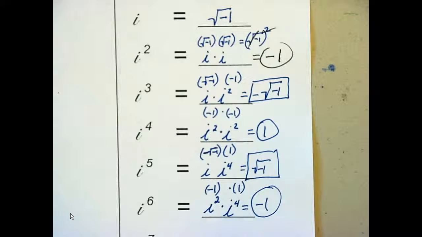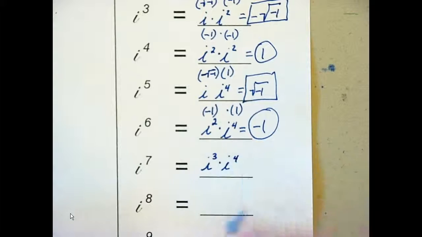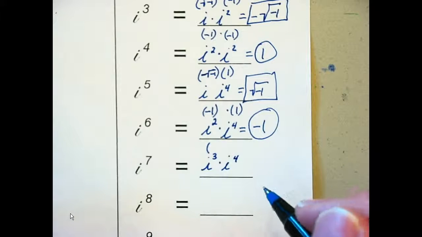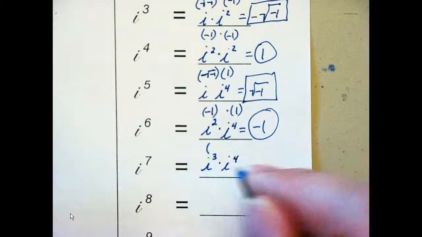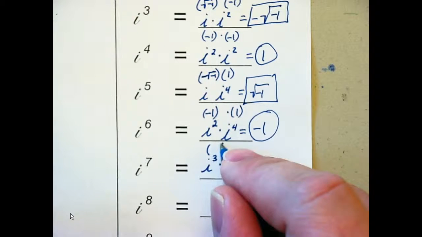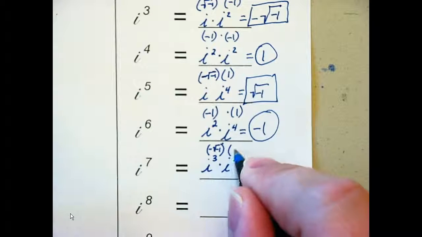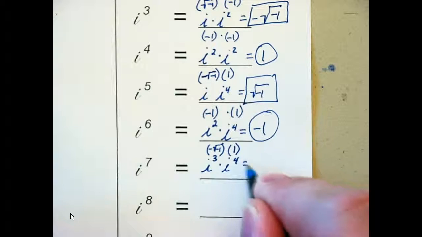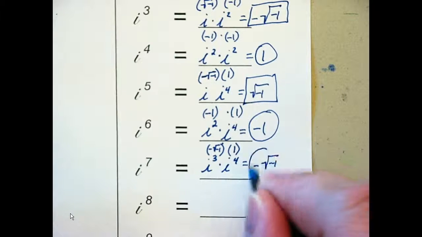i to the 7th is i to the 3rd times i to the 4th. I could, or I could do i to the 3rd times i to the 4th. Just trust me, I actually know how I'm going to teach this. Negative radical negative 1 times 1, which is negative radical negative 1. That's pretty radical.